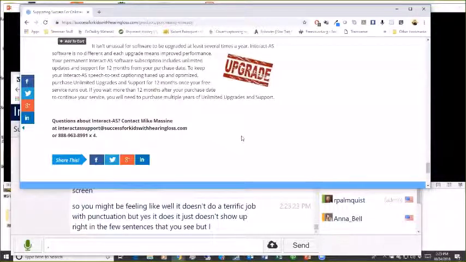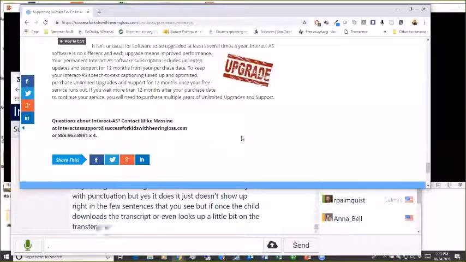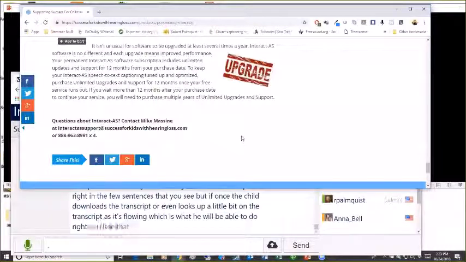It just doesn't show up right in the few sentences that you see. But once the child downloads the transcript or even looks up a little bit on the transcript as it's flowing, which is what he'll be able to do, right? He'll see that punctuation.